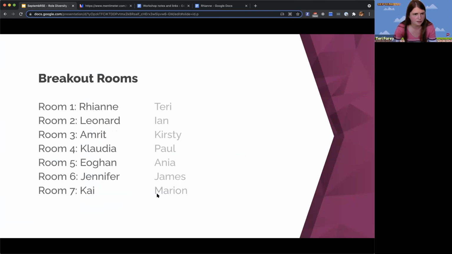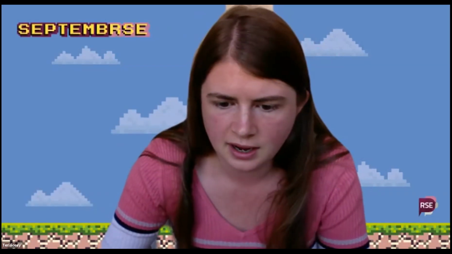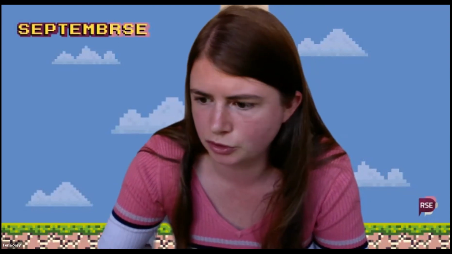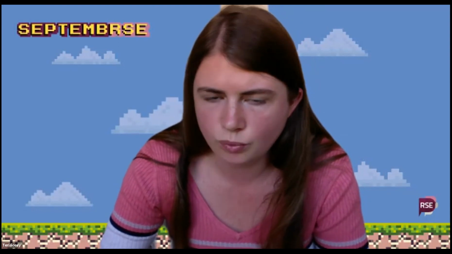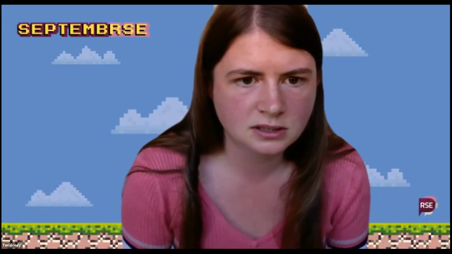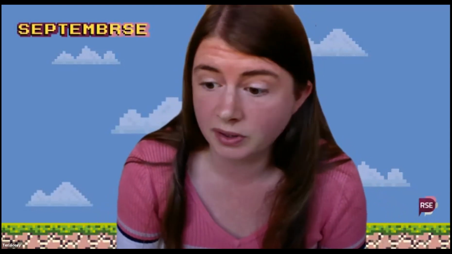So in Zoom, you should have the option, if I stop sharing my screen, in the breakout room section at the bottom to move into a room. So what we're going to do is 20 minutes in each room, and then we'll flip out, which I should have said earlier before people started moving.